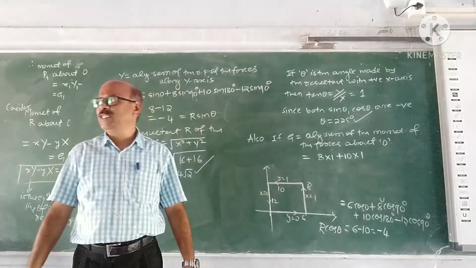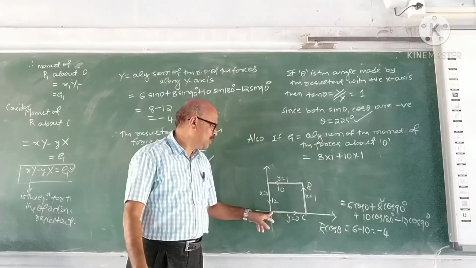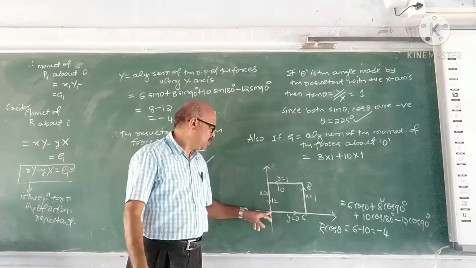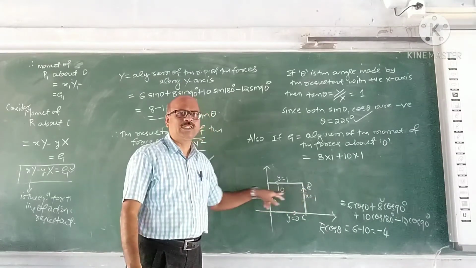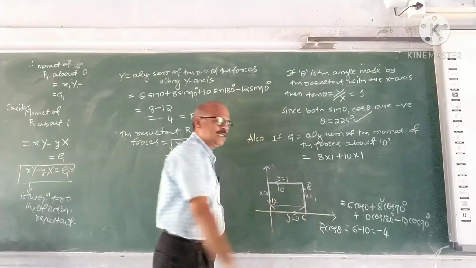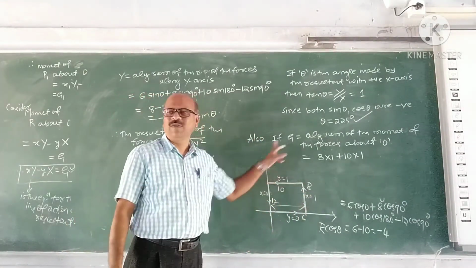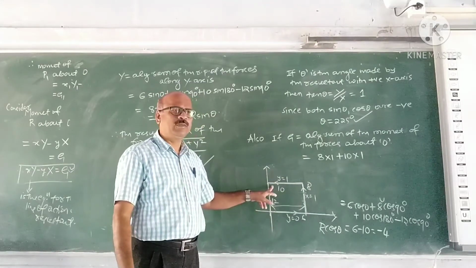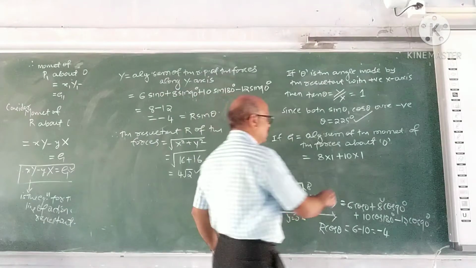Algebraic sum of the moments means moment of this force 6 about O is 0, 8 about O is force into perpendicular distance. What is this distance? 1. Because x is 1 means this distance is 1. And it is positive because anti-clockwise. Moment of this force about O is also positive. So it is 18.